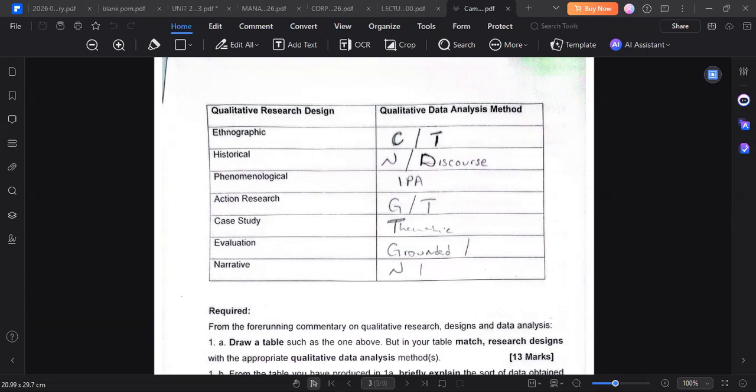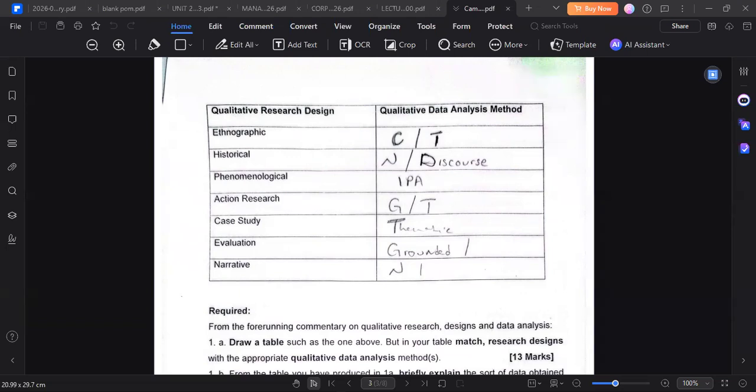This was 25 marks. So you need to just apply what we were just talking about in the table. So we have what for each of them? Ethnographic, what type of analysis is there? Thematic and content analysis. How about historical research? What kind of analysis is there? Narrative and what? Discourse analysis.